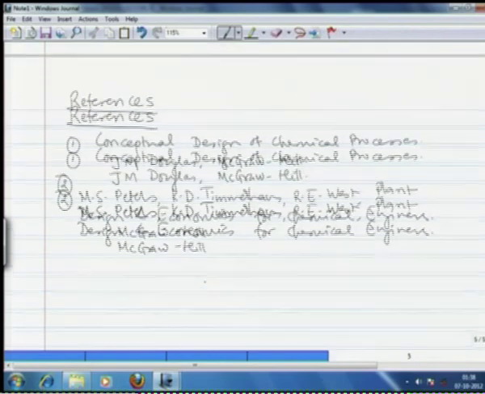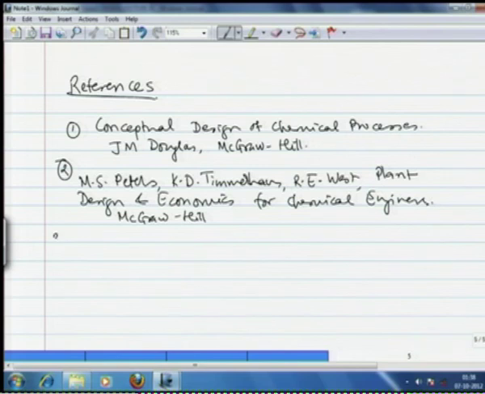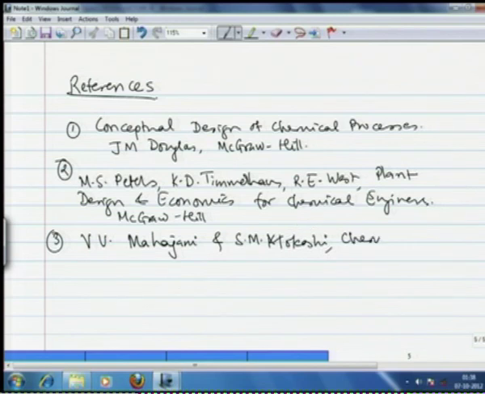The third book that I am going to refer to is by Dr. V.V. Mahajani and Dr. S.M. Mokashi. The title of this book is Chemical Project Economics, and it is published by Macmillan India.